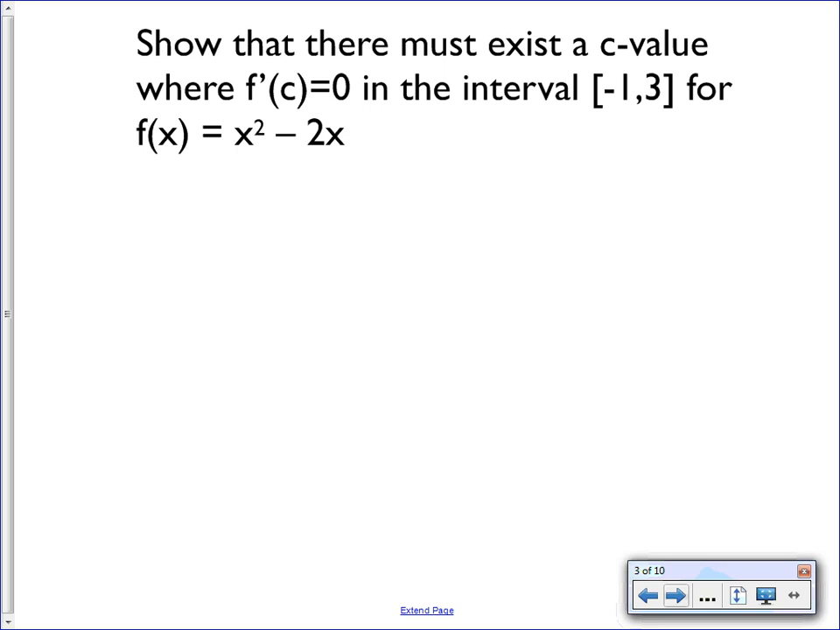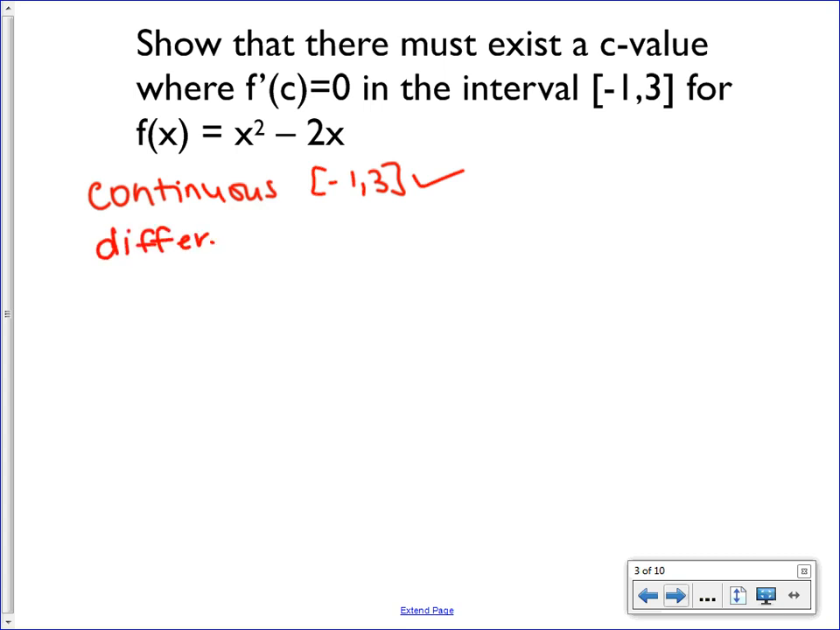All right, so first of all, is it continuous on the closed interval? It is, where it's a polynomial, it's continuous. Also, it's a polynomial, so it is going to be differentiable everywhere, but specifically the open interval -1 to 3. Okay?